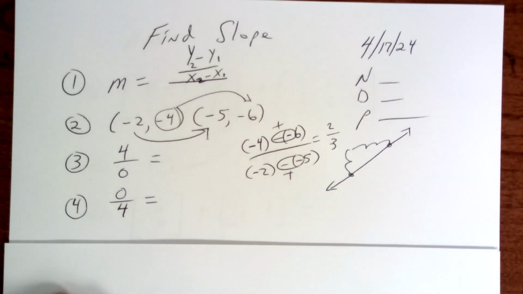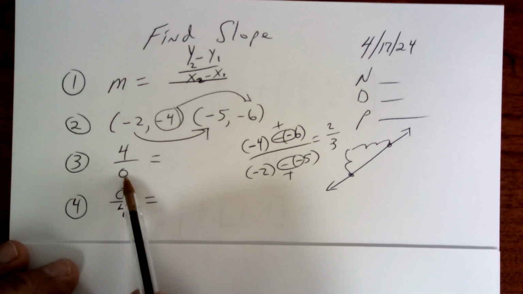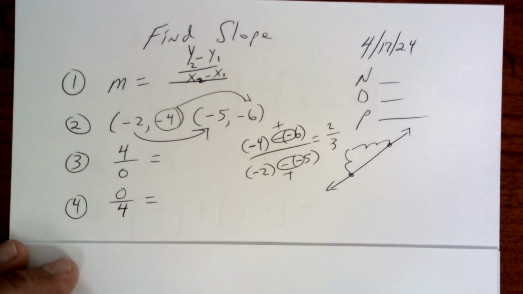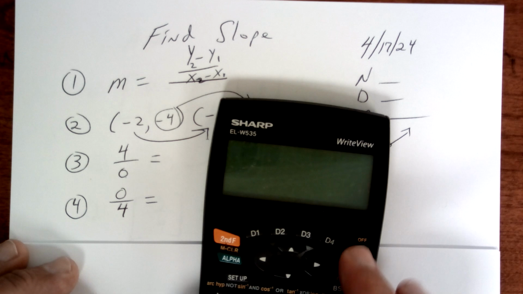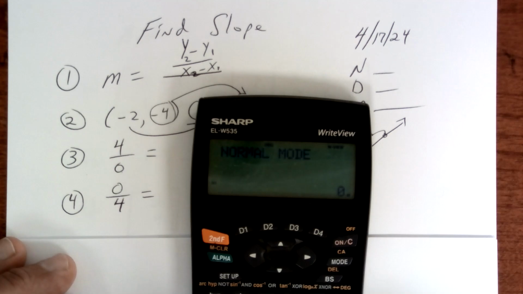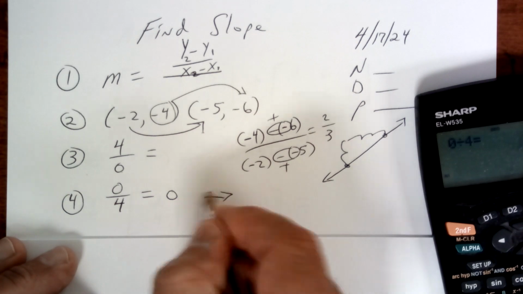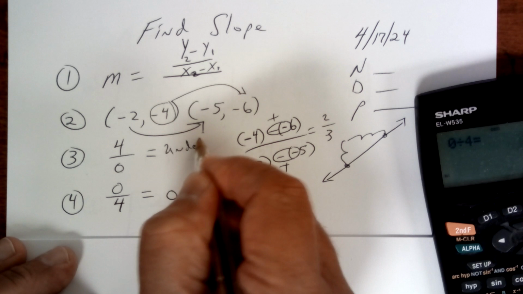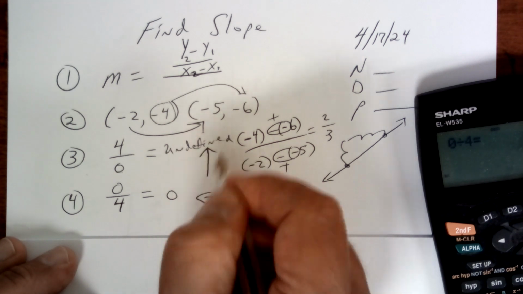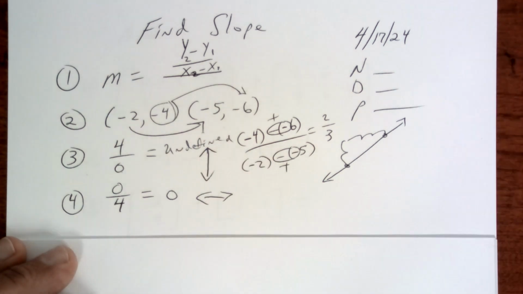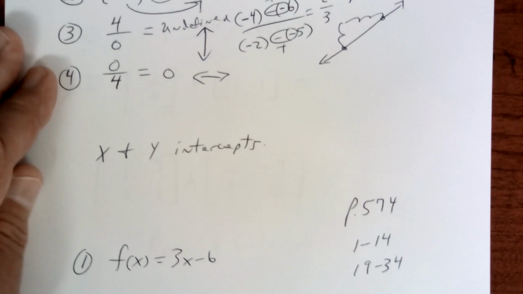Okay, let's take a look here. This one right here, you cannot have 0 in the denominator. Watch what happens. Take your calculator and press 4 divided by 0. It says error, but watch the other one. 0 divided by 4. So you can do that one. So this one is 0, which is a flat line. This one is undefined. And undefined means it's a vertical line. There's no definition for that. Doesn't exist.